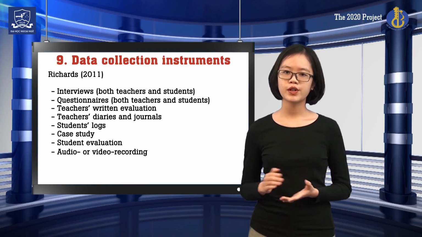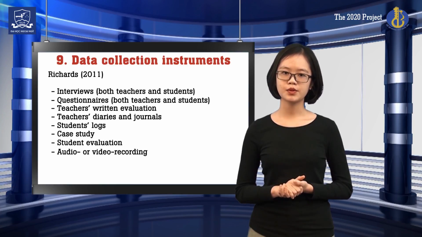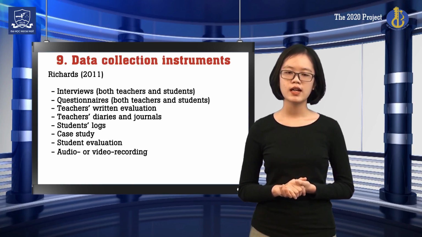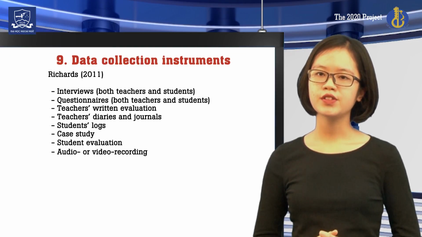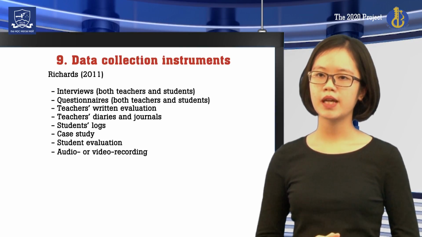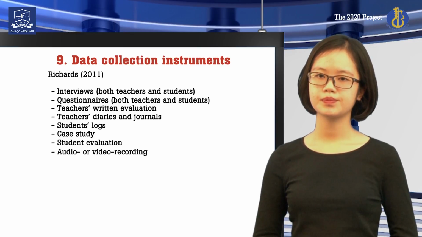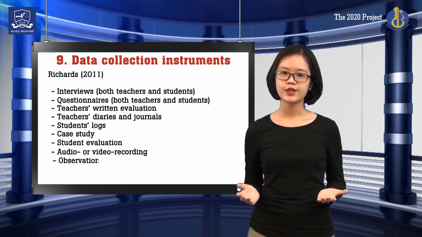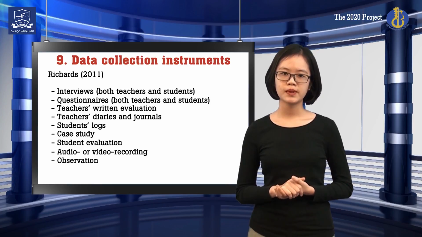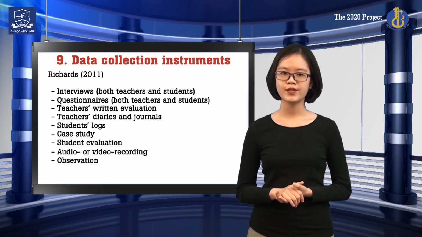Audio or video recording. Lessons can be recorded to provide examples of different teaching styles and lesson formats. However, the presence of the recording instrument or person in the classroom can be disruptive and can bias the data. Observation. Regular observation of classes may be made by other teachers or a supervisor.